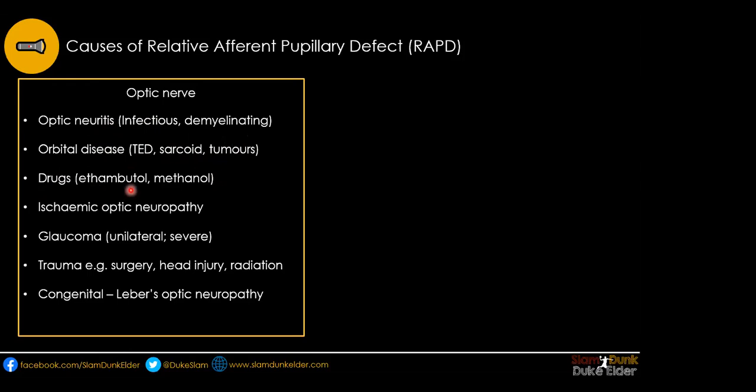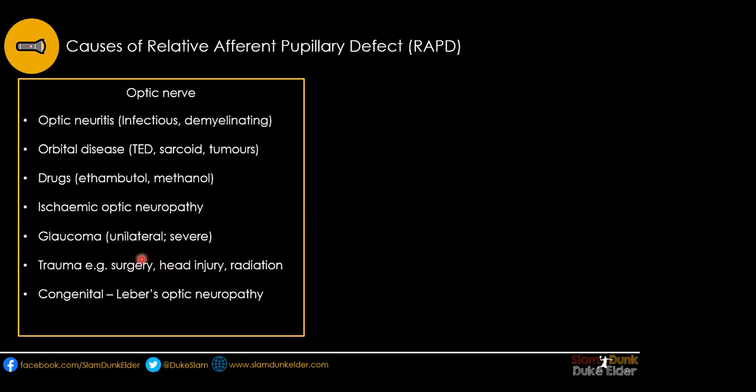Drugs, the big ones, ethambutol, which is typically used for TB, or methanol. Another one is amiodarone, or even alcohol as well. You can have ischemic optic neuropathy, which we'll talk about in more detail later on. Glaucoma, if it's unilateral and if it's severe, that can give you an RAPD.